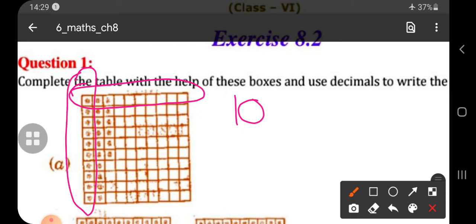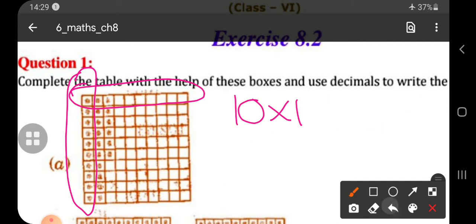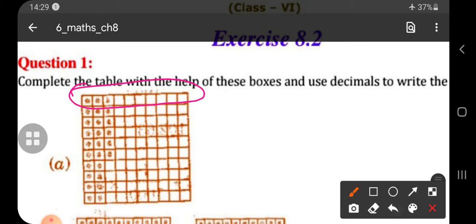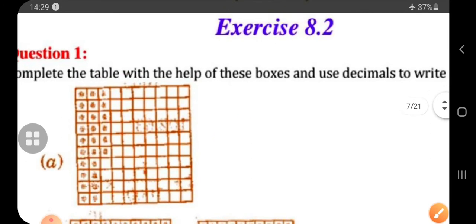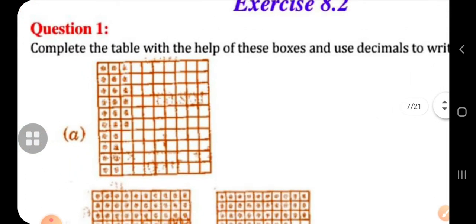And vertically also there are total 10 small units or boxes. Okay. So if you want the total number of units, then you can multiply them. 10 into 10. So it's 100. So total number of units in this one complete box is 100. Now, how to write these boxes?